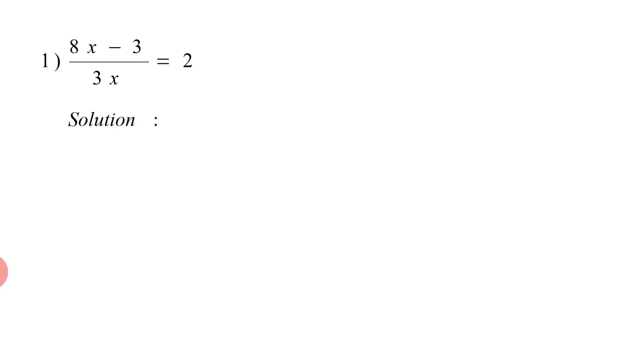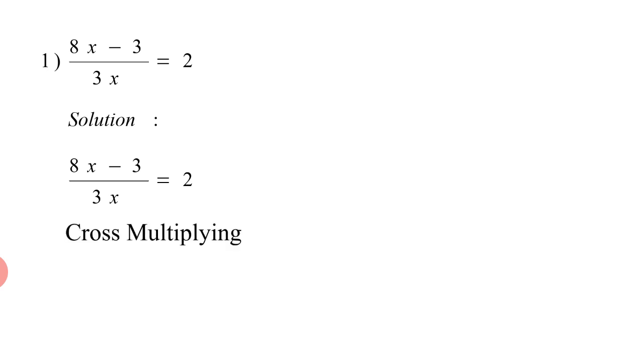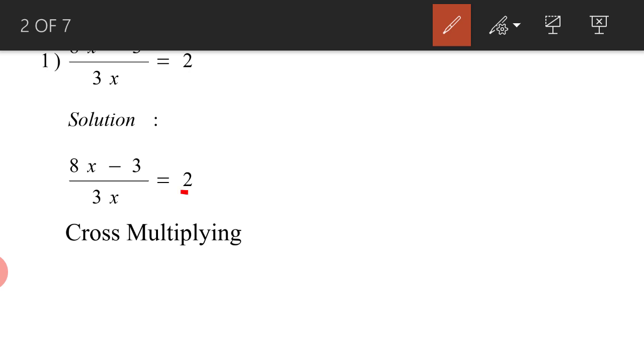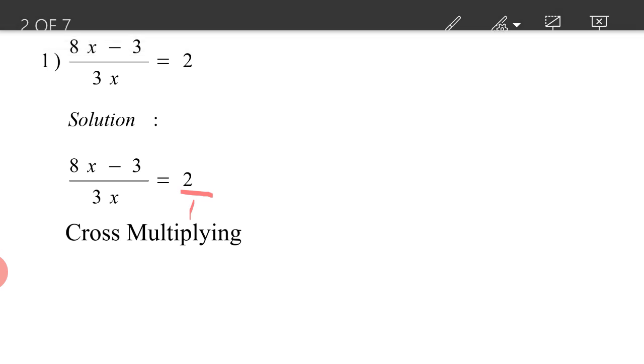So solution, we write the equation once again. Here we take (8x minus 3) upon 3x is equal to 2. So we can shift 3x towards the right hand side. Or we can say cross multiplying. So 2 upon 1, so 3x into 2 is equal to (8x minus 3) into 1, or rather a better way, (8x minus 3) into 1 is equal to 3x into 2. Is it okay? So now after doing cross multiplication, let us see what we get.